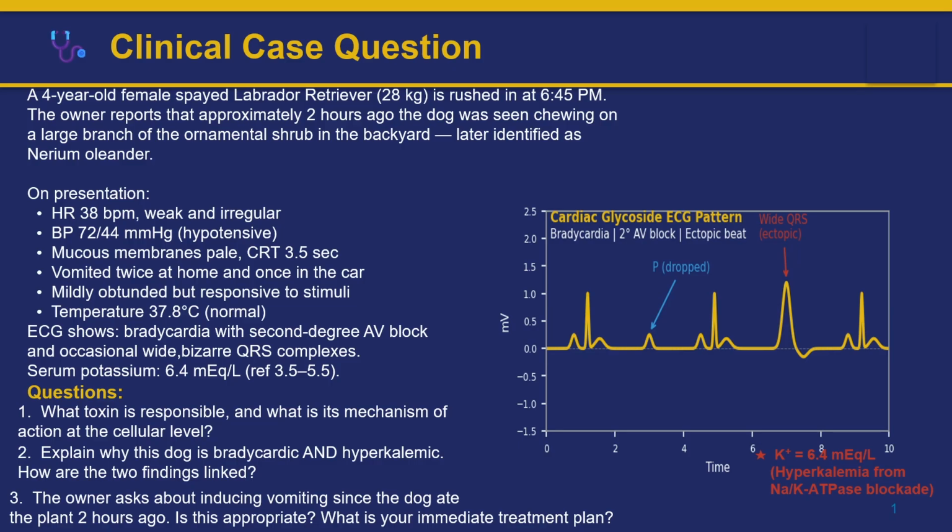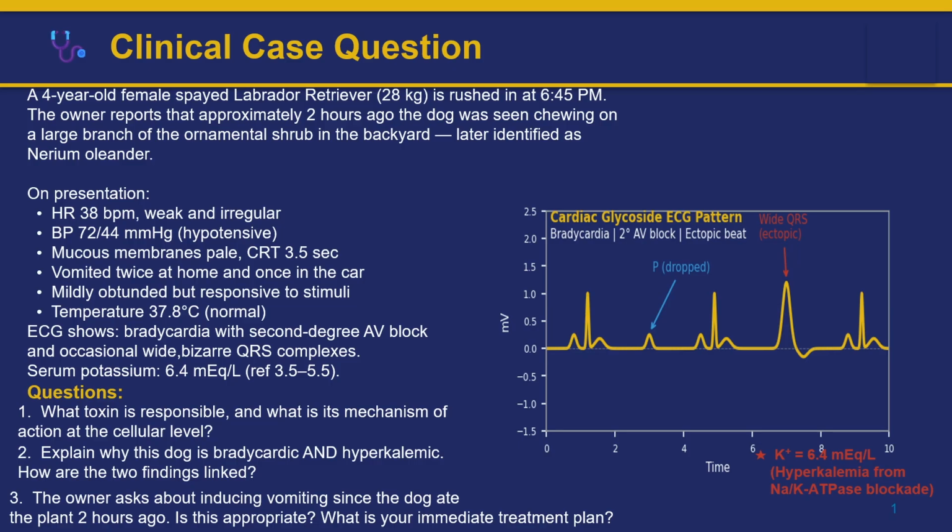Hyperkalemia then independently worsens the cardiac toxicity. Elevated extracellular potassium reduces the resting membrane potential of cardiac cells, making them more excitable, and disrupts normal conduction through the AV node, worsening the bradycardia and AV block. So the ECG and the potassium value are telling you the same story from 2 different angles. The sodium-potassium ATPase pump is failing throughout the cardiac myocytes. These findings together are highly characteristic of cardiac glycoside toxicosis and should increase your diagnostic confidence considerably.